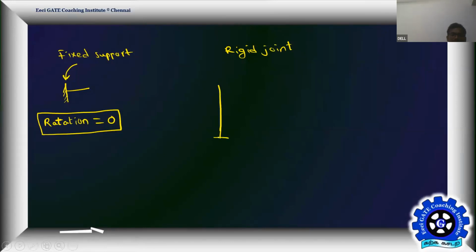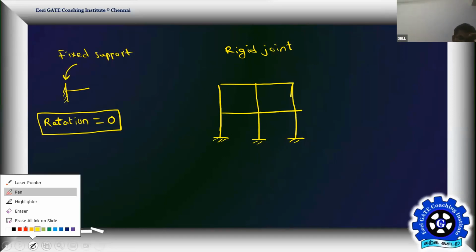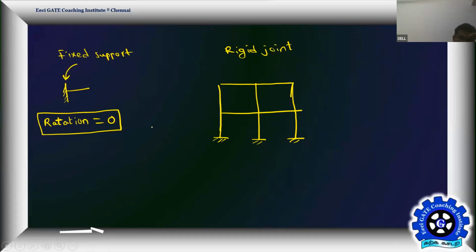Now, if I have this kind of structure, for example, assume that all are straight only. Now, what is this joint? If I want to call this a rigid joint, what will happen whenever I apply some moment? This is the rigid joint. Whenever I apply some moment, what is going to happen? Can you please visualize this, all of you?